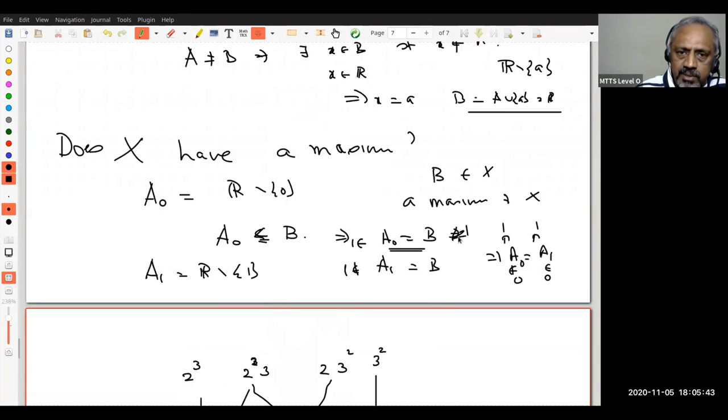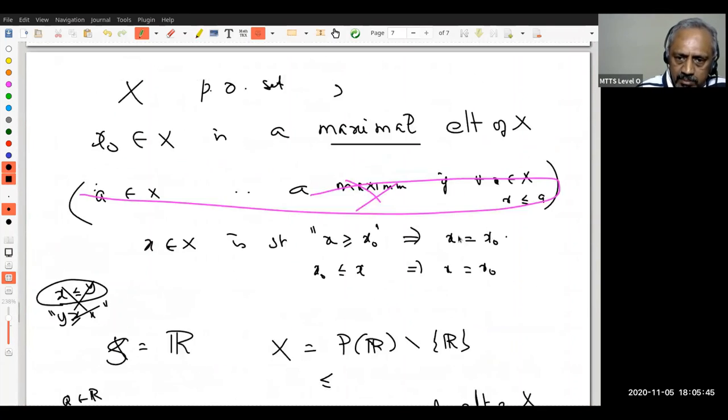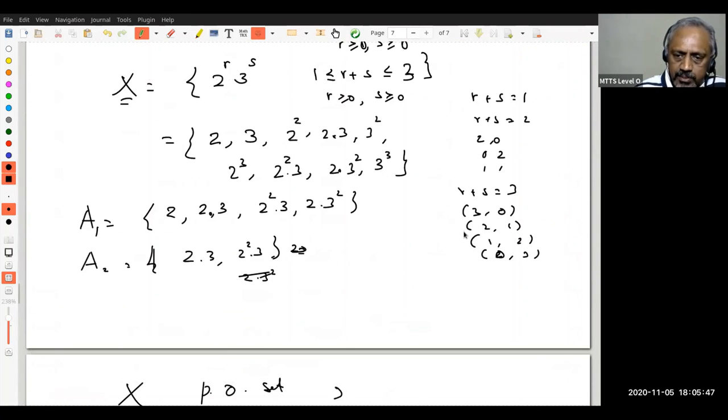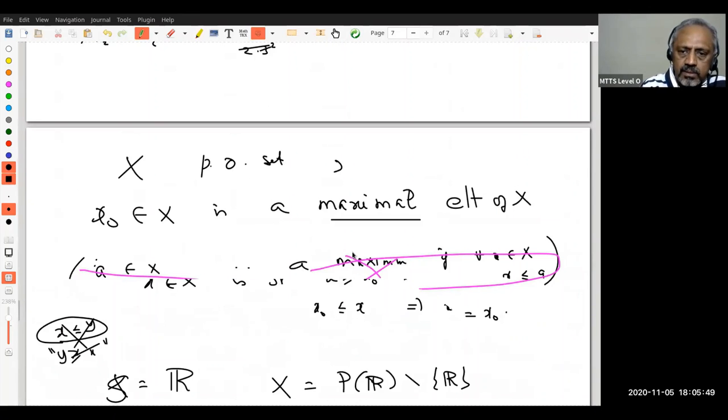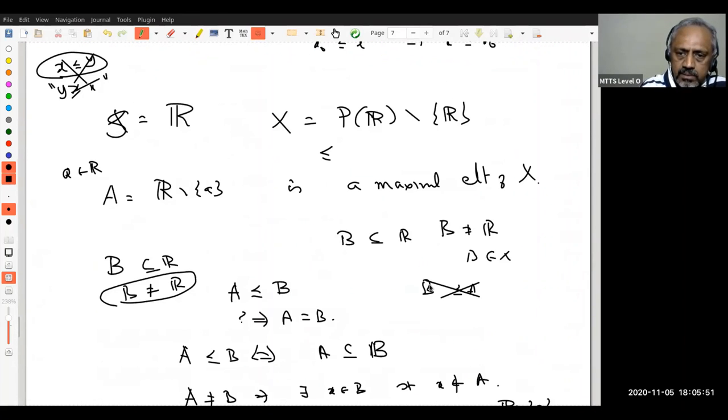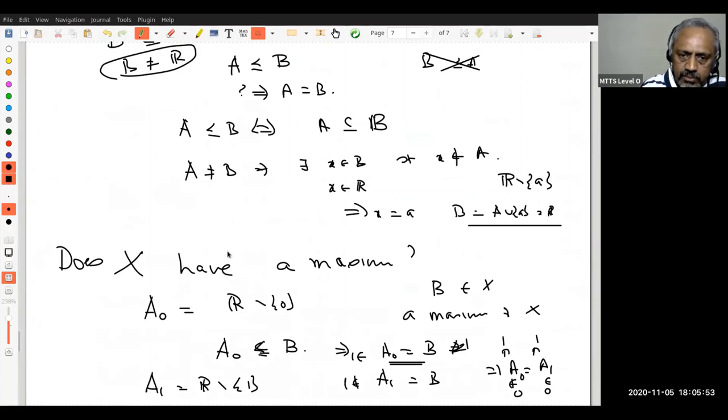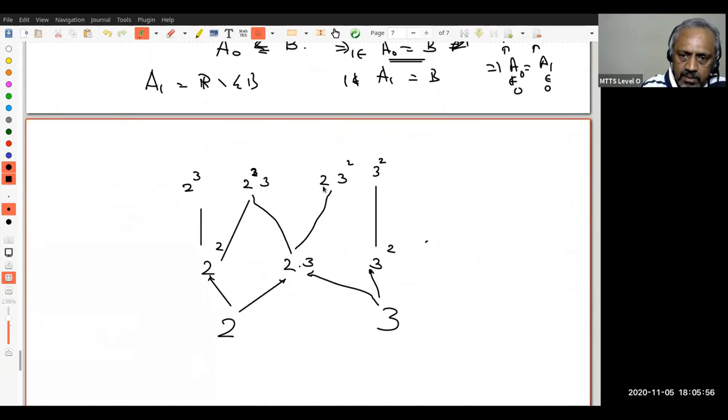Now what are the other elements available? Let me see. Have I missed anything? Yeah, there is a 2 cubed and 3 cubed. That's it. 2 squared, 2 squared 3, 2 times 3 squared, and 3 cubed. That's what I thought. I was making a mistake. 3 cubed.